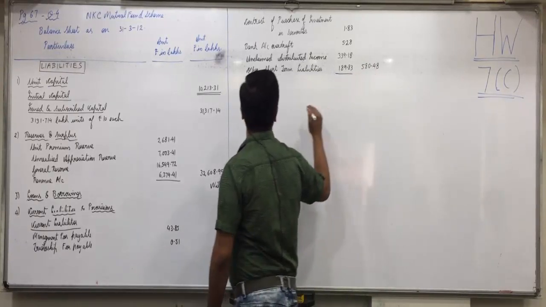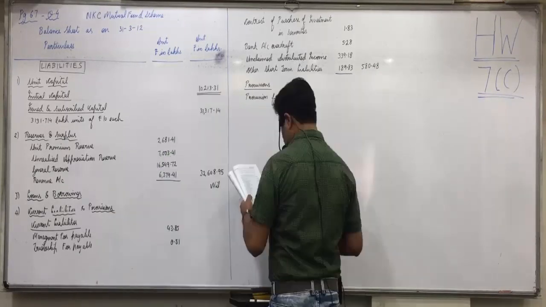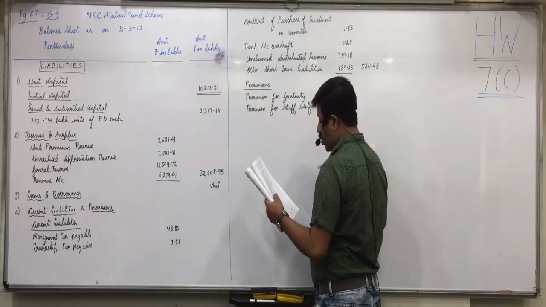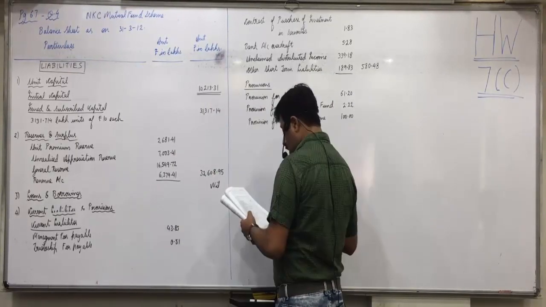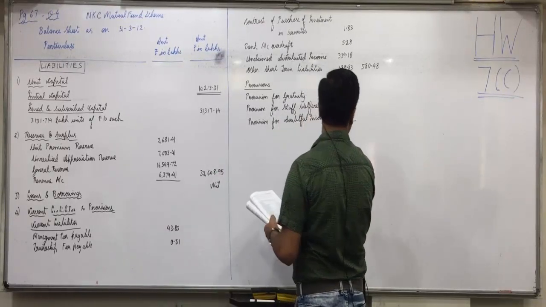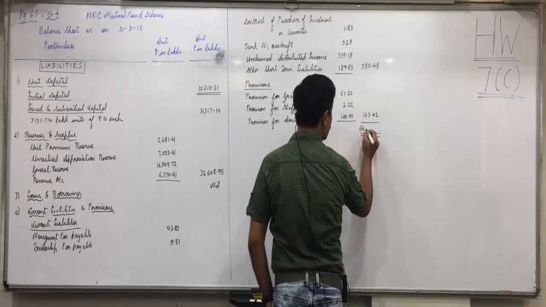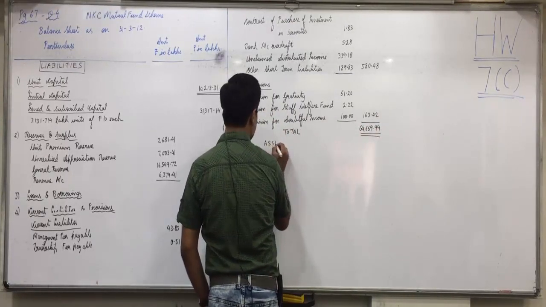Then provisions, all the items marked as P. Provision for gratuity 61.2. Provision for staff welfare fund 2.22. Provision for doubtful income or deposits, no other provisions, 163.42. And total of liabilities 64669.99. Now we will show the assets.